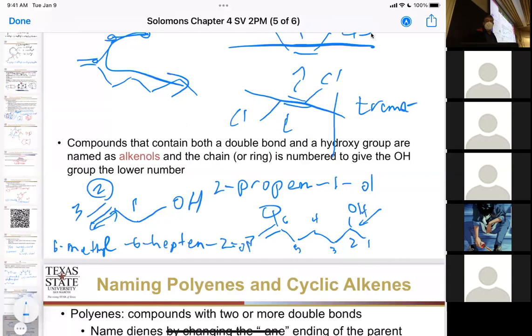Okay, questions on that? If we're going the other direction, say we have the name and we have the drawing. Yeah. The double bond always goes from like the 6 to 7 or like 3 to 4. Right, it's whatever the lowest number is, the first carbon of the double bond, and then the next higher number is the next one.